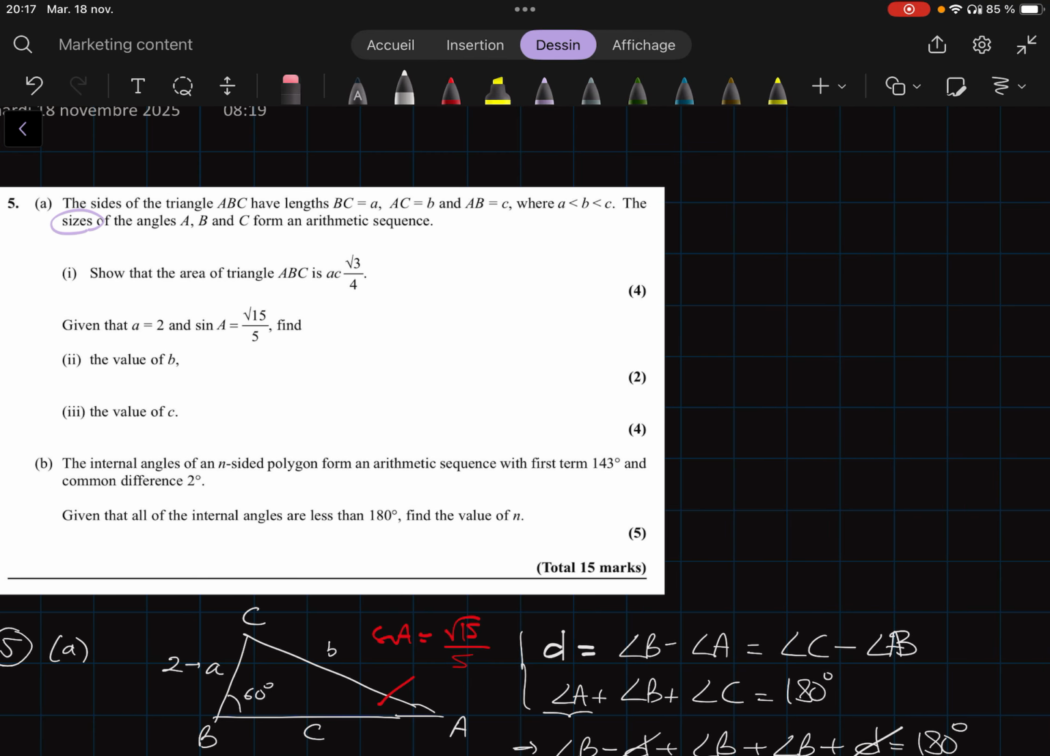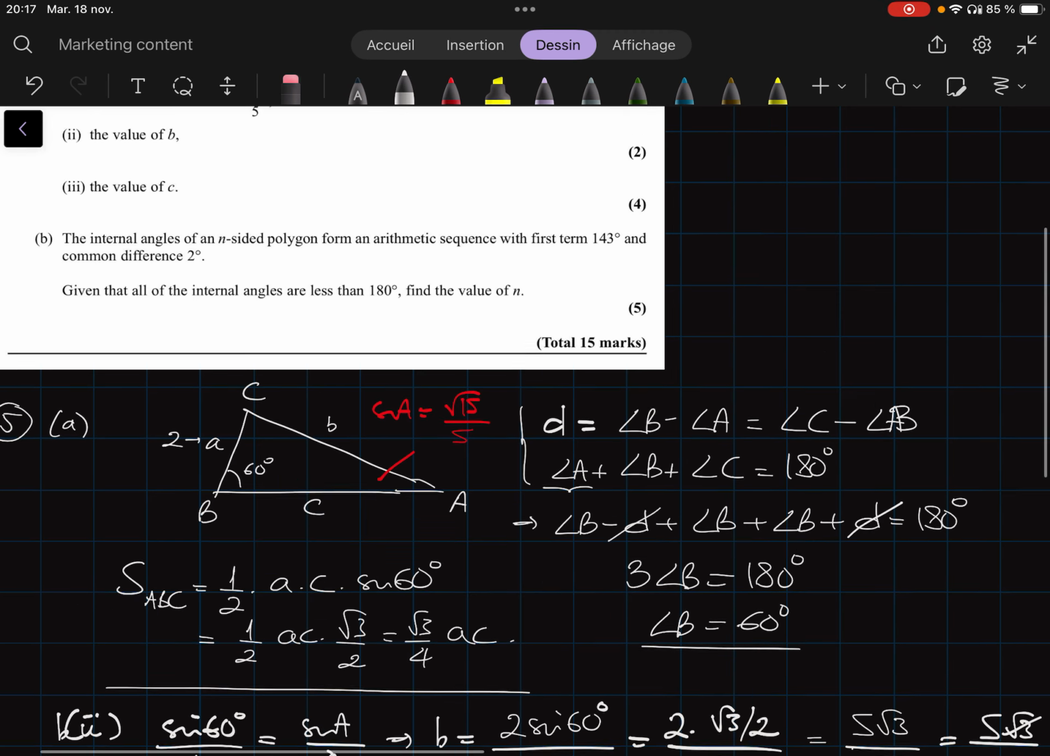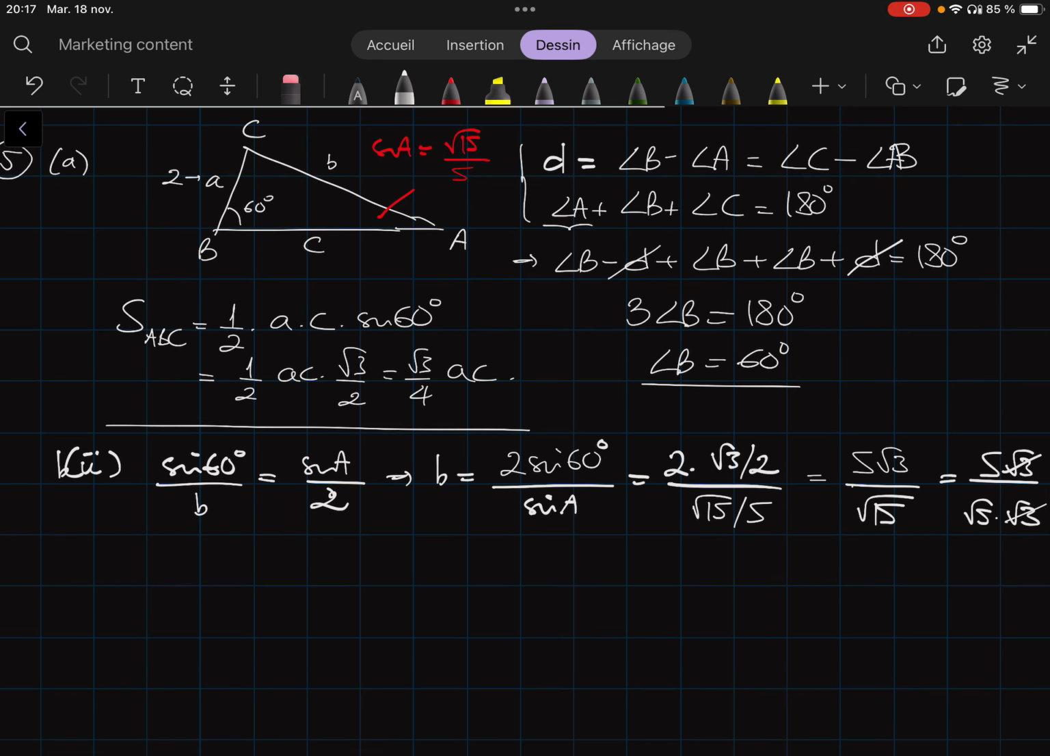We now want to find the value of c. Looking at this triangle, I would say the easiest way is to use the cosine rule. Why is that? Because we don't know the exact value of angle A. So it's very hard for us to calculate the exact value of angle C. And this is a non-calculator question.